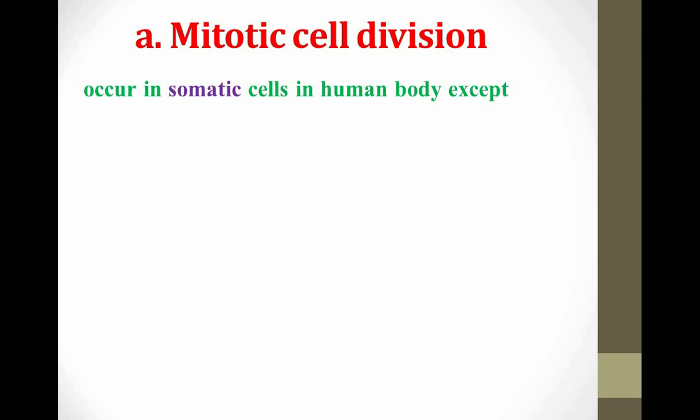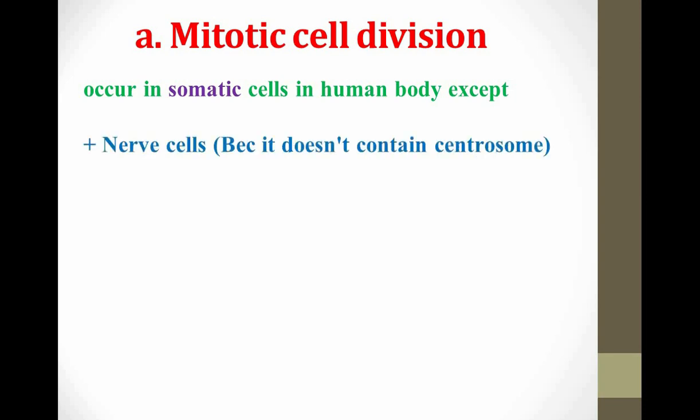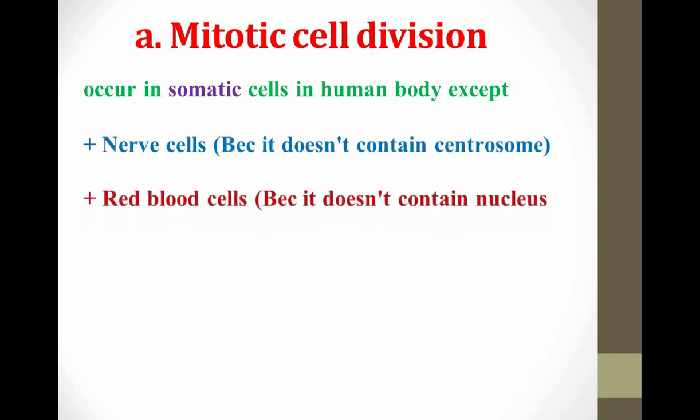Now we will study mitotic cell division, which occurs in somatic cells in the human body, except we have 2 types of cells that can't divide at all. Number 1, nerve cells. Why? Because they don't contain centrosome. Number 2, adult red blood cells. Why? Because they don't contain nucleus. So nerve cells and adult red blood cells can't divide at all.